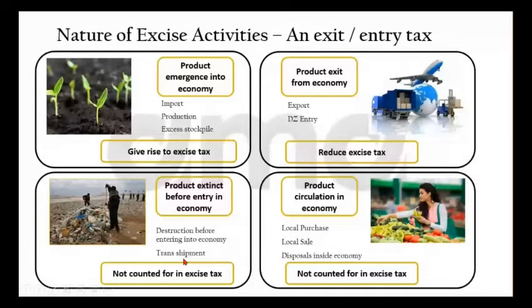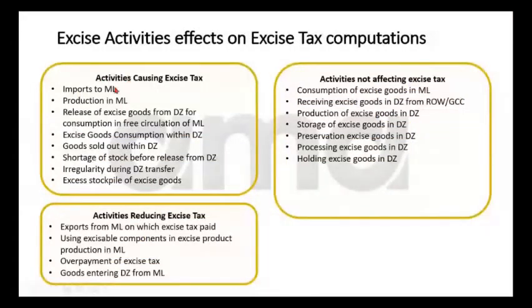Likewise, local purchases, because before coming into the economy, FTA ensures that the tax has been paid. So on the local purchases, there won't be any tax, except that you have to report these local purchases if you, as an excise registrant, have purchased them. And disposals inside the economy all don't affect excise implication. Okay, so this is the specific list of the activities which are causing the tax, which are reducing the tax, and which are not affecting the tax.